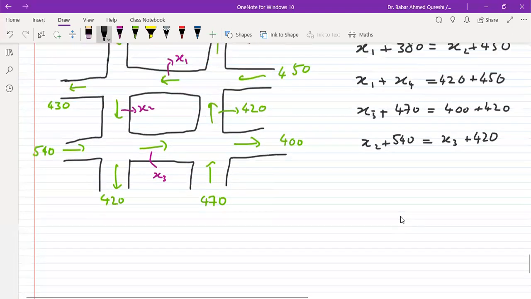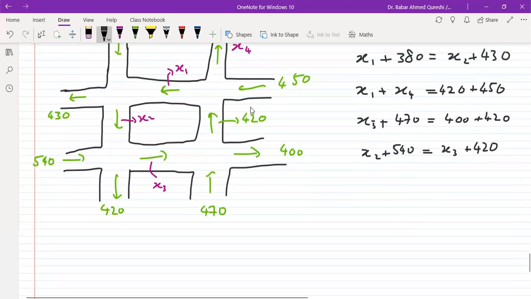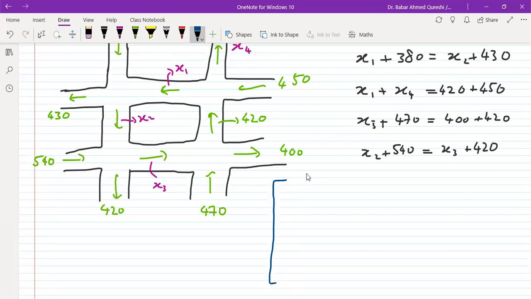So I can build a matrix from these equations. पहली इक्वेशन से क्या आ रहा है 1, 2 का coefficient -1, because I am bringing the... that's how we write it. Bring the variables on one side and constants on the other side.